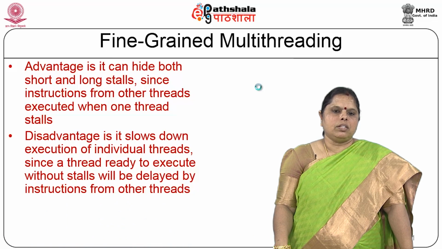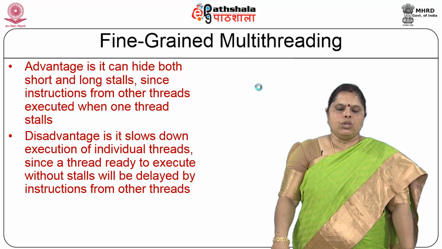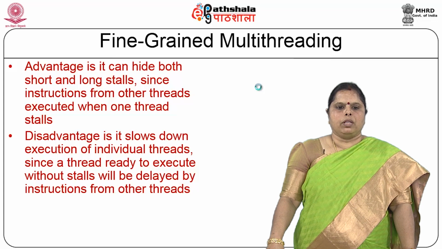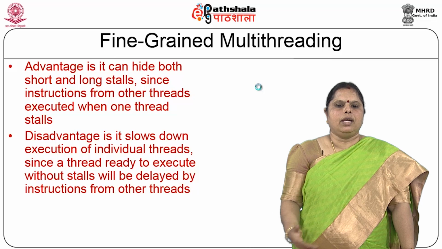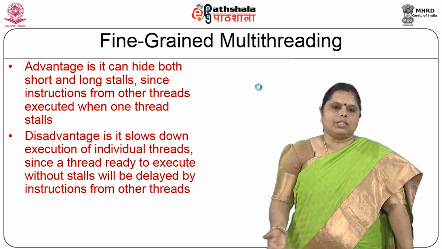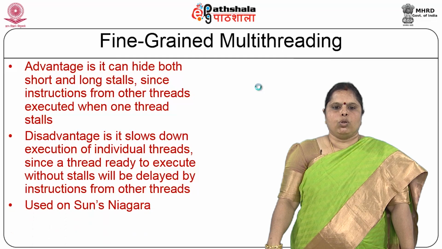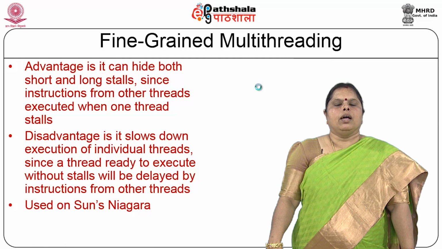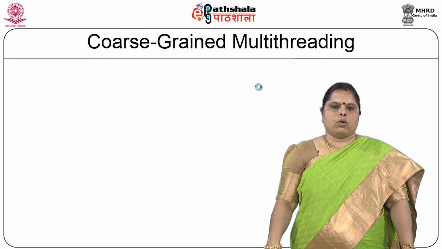But the disadvantage, of course, is that it slows down the execution of individual threads, because even though the thread is available for execution, you don't run it to completion. You just skip the thread and switch to a different thread every clock cycle. So even though the thread is ready for execution, it might get delayed. And fine-grained multithreading is the concept that is used in Sun's Niagara processor.